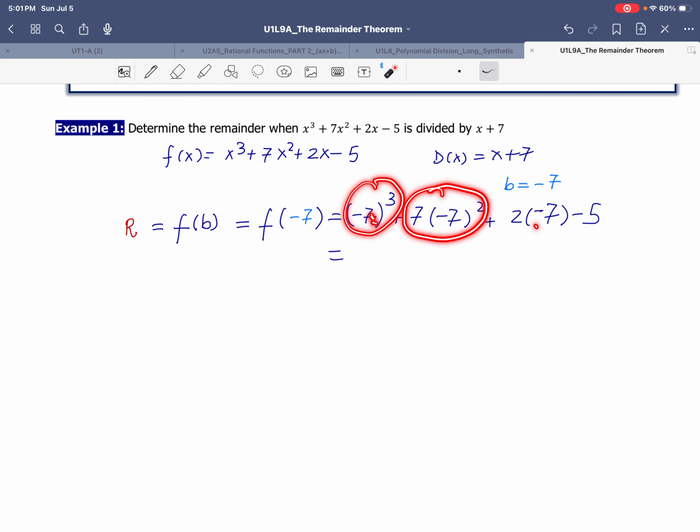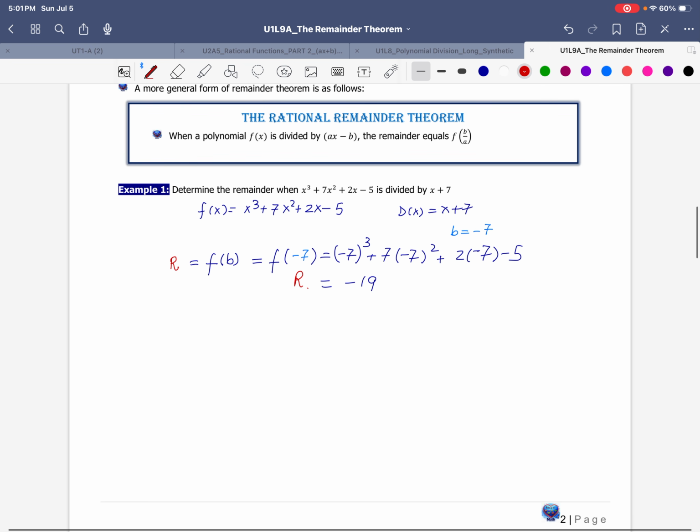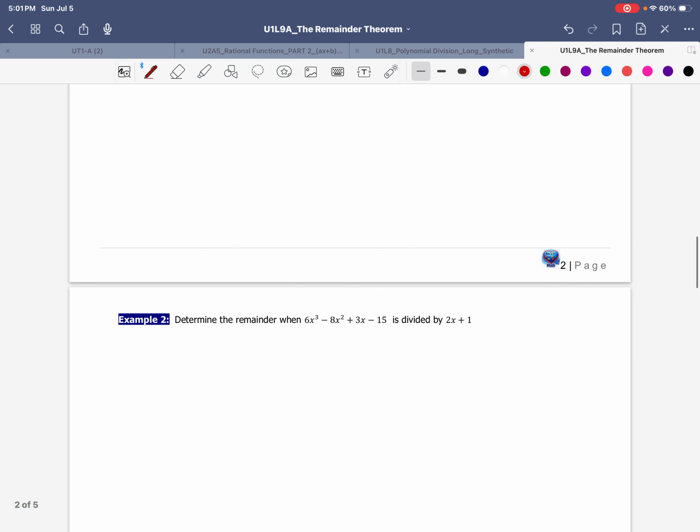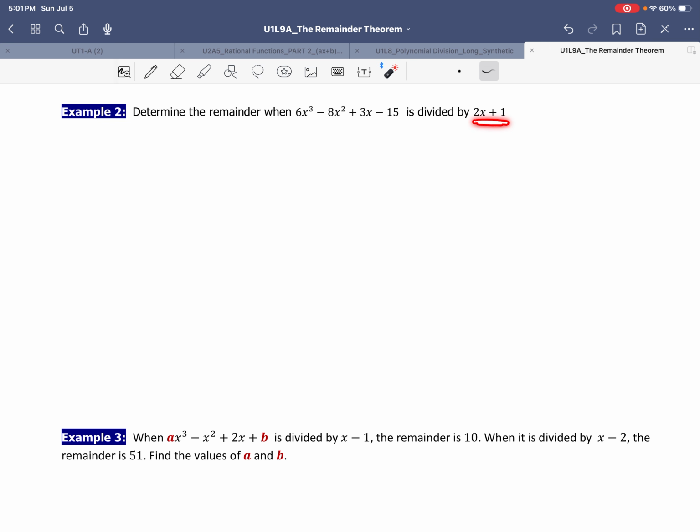So negative 14 minus 5 is negative 19. So this will be the remainder. The remainder will be negative 19. Simple and easy. Now, in the next example, we'll determine the remainder when we are dividing by 2x plus 1.